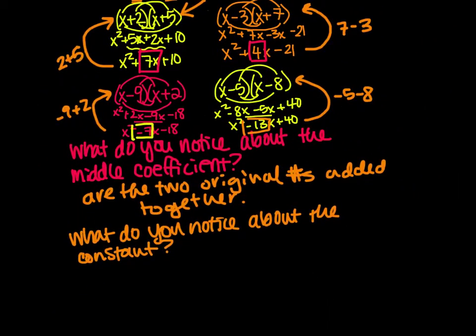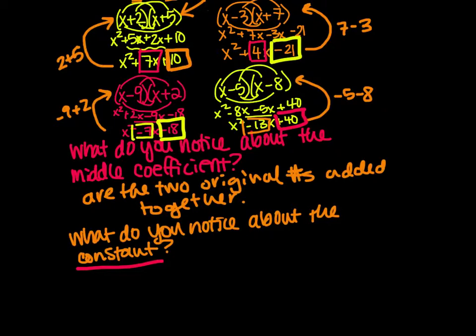So now let's look at one other thing. Let's look at what you notice about the constant term. So if I look at this term, and I'll do it in orange on this one, 10. And then we have negative 21. There's negative 18 and positive 40. If I look at positive 40, negative 21, negative 18, positive 10, what do I notice about that constant?